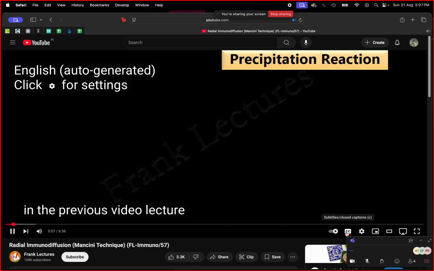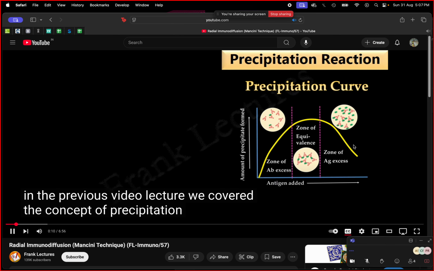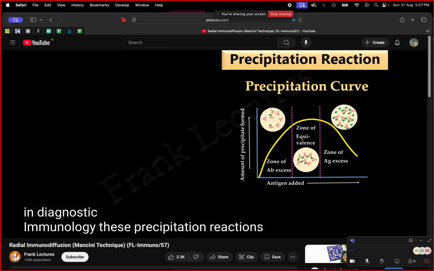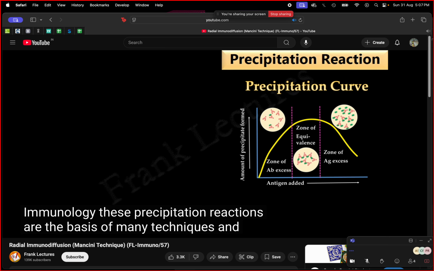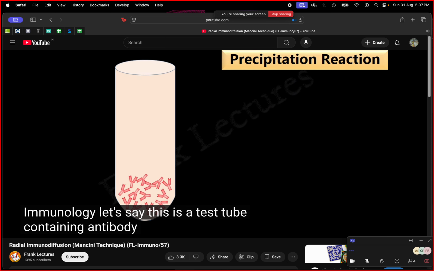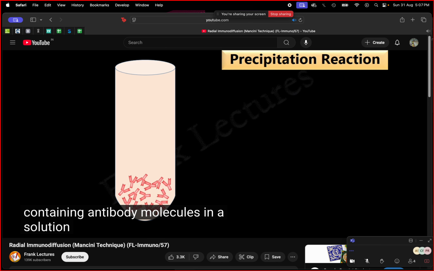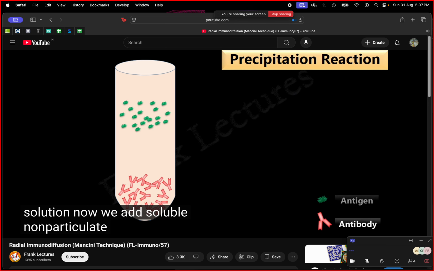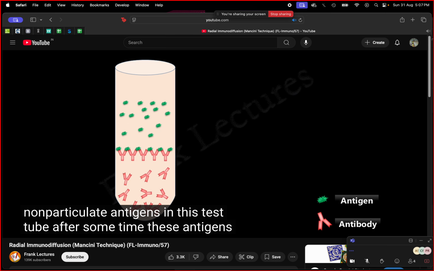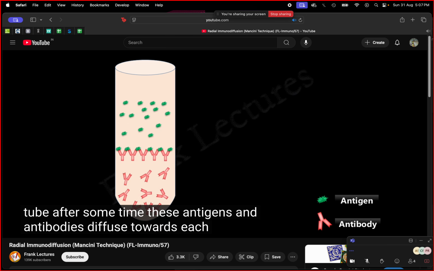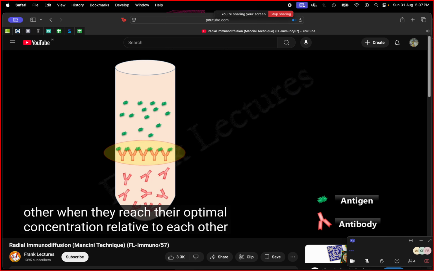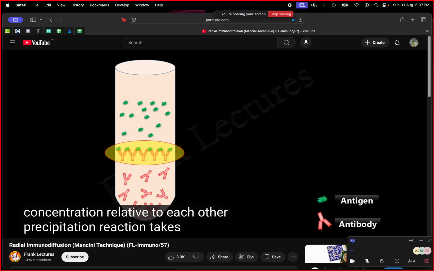In the previous video lecture, we covered the concept of precipitation reactions in diagnostic immunology. These precipitation reactions are the basis of many techniques in immunology. Let's say, this is a test tube containing antibody molecules in a solution. Now we add soluble, non-particulate antigens in this test tube. After some time, these antigens and antibodies diffuse towards each other. When they reach their optimal concentration relative to each other, precipitation reaction takes place.